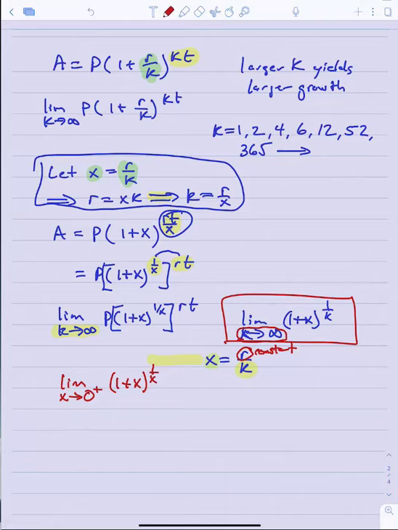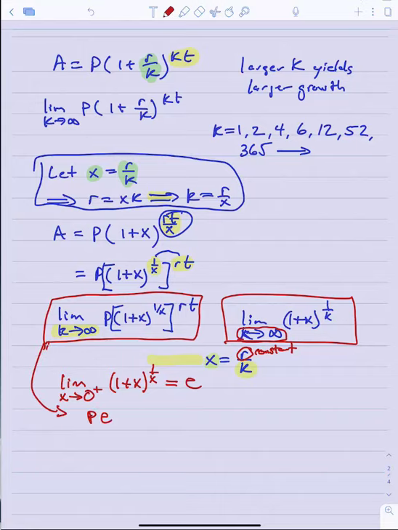I'm going to leave it for you to recall and verify that that's precisely the definition that we talked about in a previous video for e. That limit is precisely equal to e. That means, back up here in our starting equation, when k gets larger and larger, our function becomes P e to the rt.